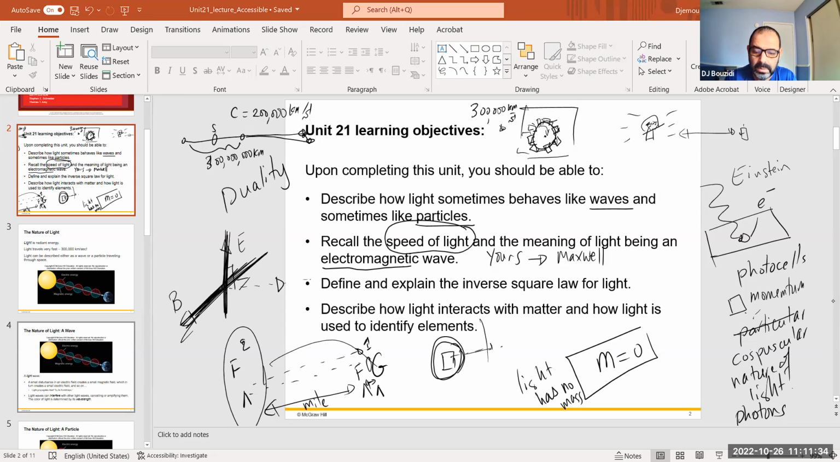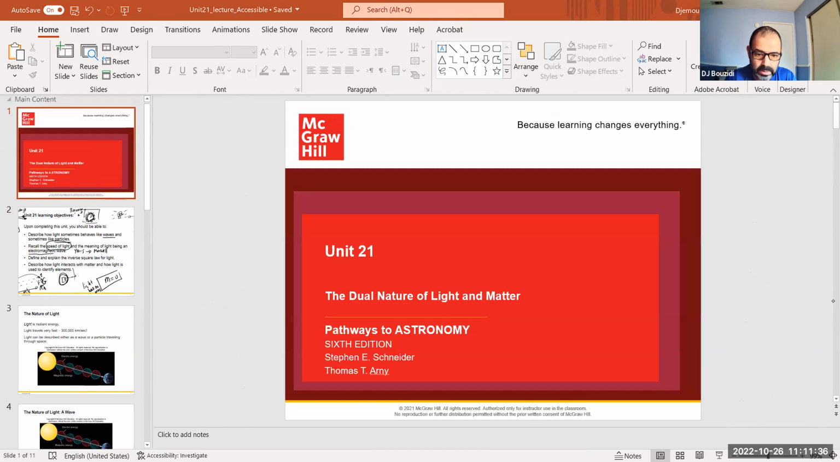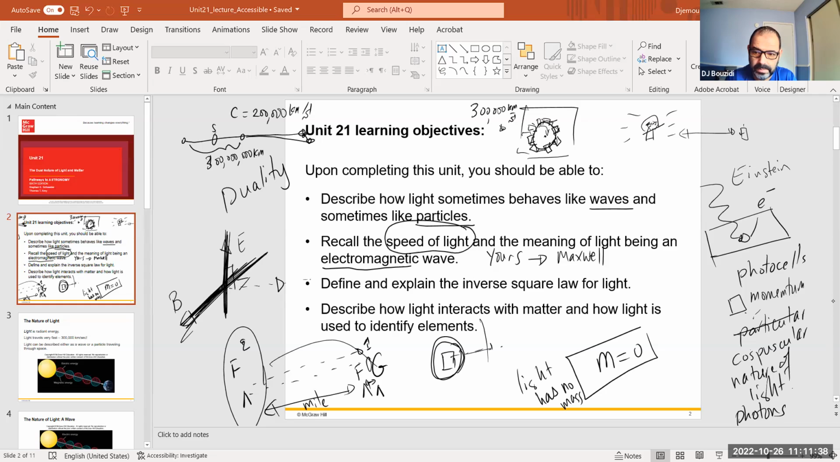So what happened to the mouse in here? I have only one screen, but I don't see the mouse in here for some reason. Oh, because of this. Okay.